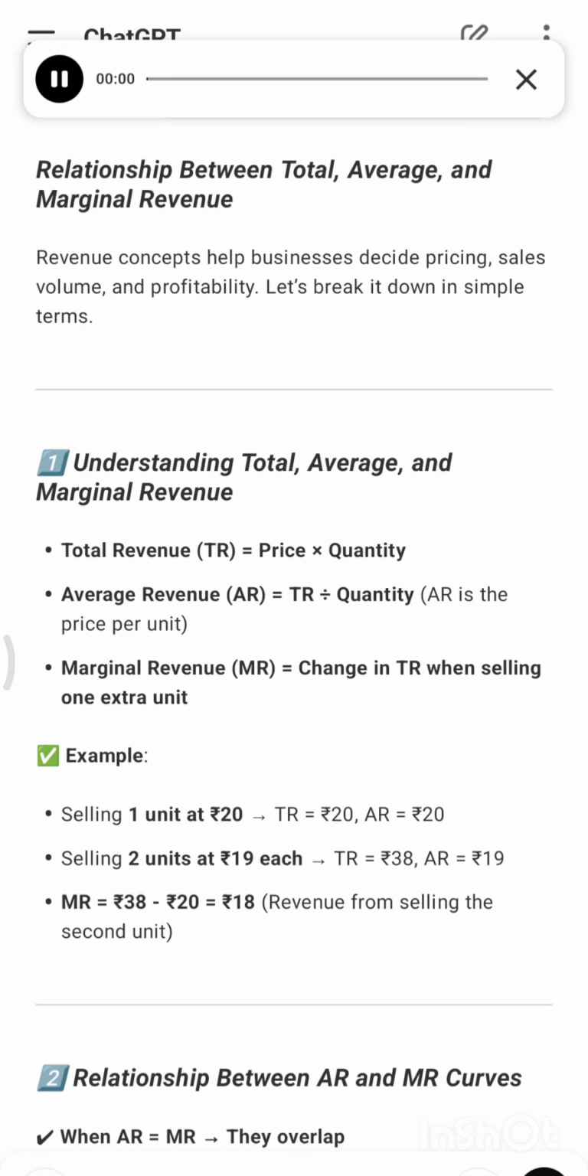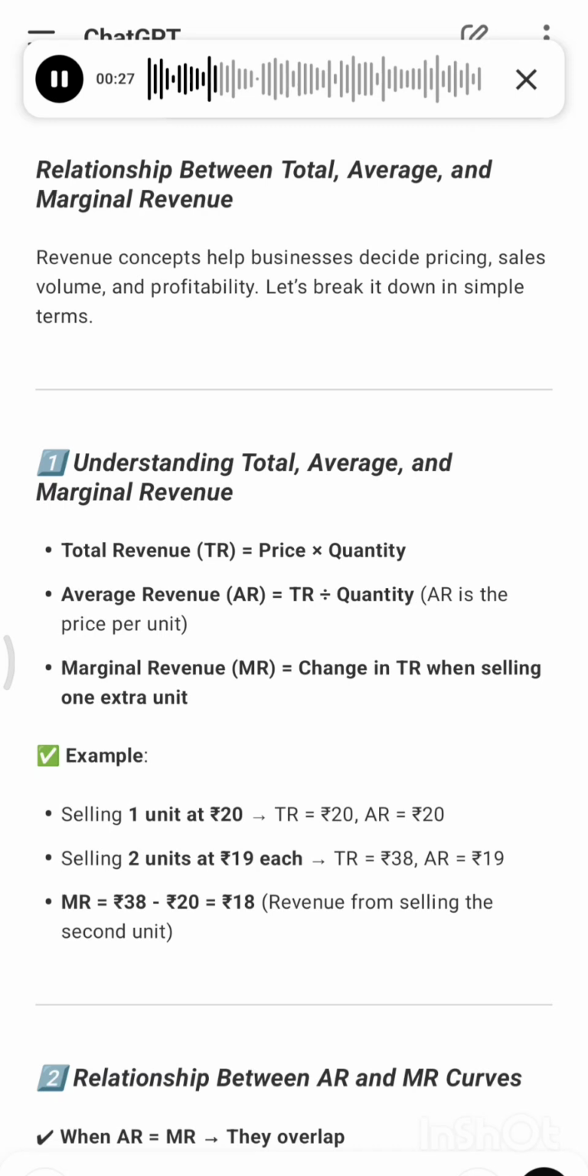Relationship between total, average, and marginal revenue. Revenue concepts help businesses decide pricing, sales volume, and profitability. Let's break it down in simple terms. 1. Understanding total, average, and marginal revenue. TR equals price x quantity. Average revenue AR equals TR over quantity. AR is the price per unit. Marginal revenue MR equals change in TR when selling one extra unit.